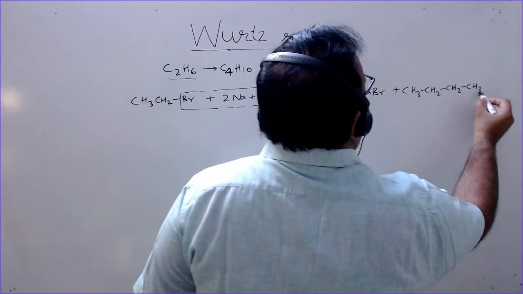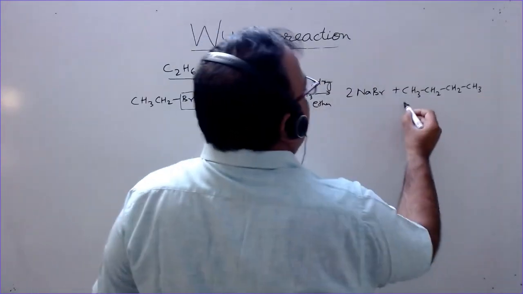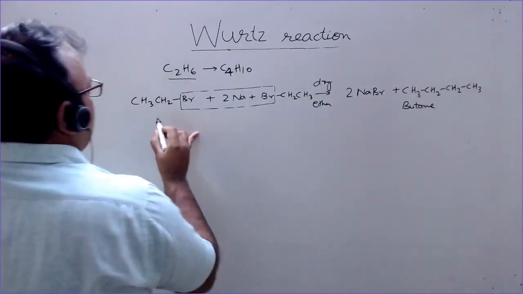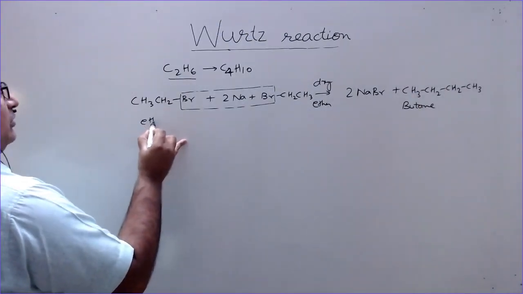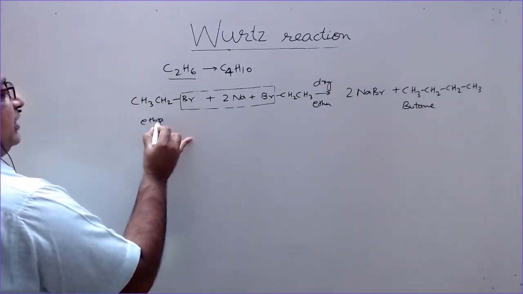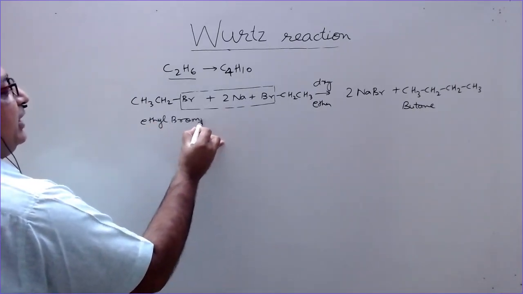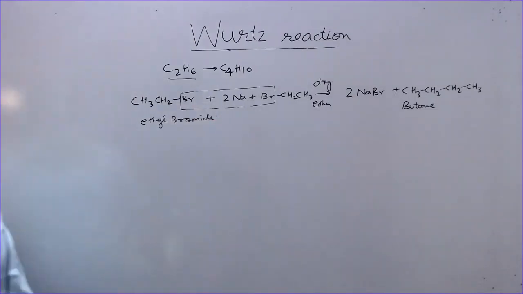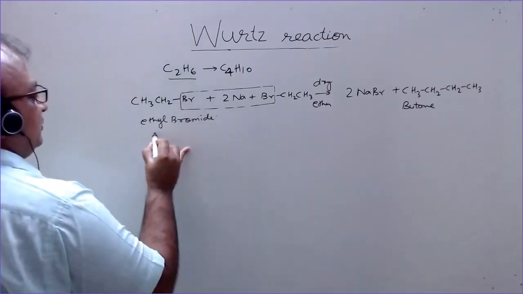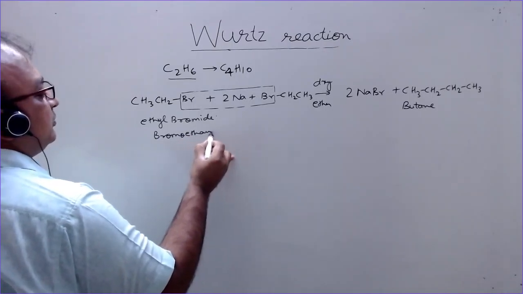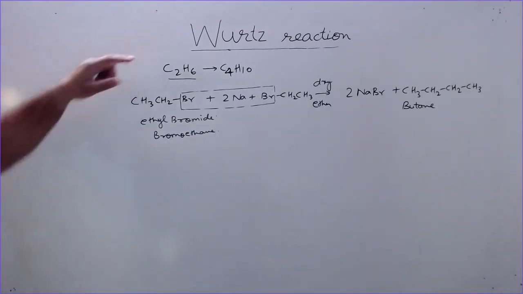So friends, this is the Wurtz reaction. So I can convert ethane into butane: first I will make the halogen derivative, ethyl bromide, also known as bromoethane. This is how you can convert it into butane.